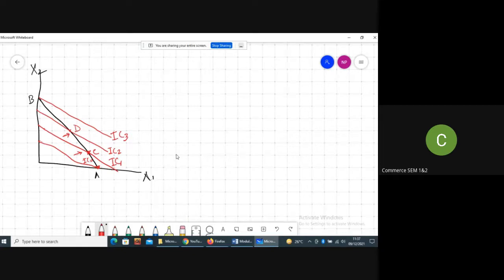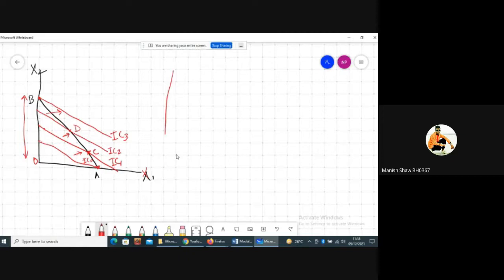Now compared to IC2, the consumer can also move to point B, and by moving to point B, he can move to a higher level of utility, or a higher level of indifference curve given by IC3. So the consumer can move up to point B. So at the equilibrium, point B will be the equilibrium point, and at the equilibrium point, the consumer consumes nothing of commodity 1 and consumes this OB amount of X2, and 0 unit of X1. Is this clear?